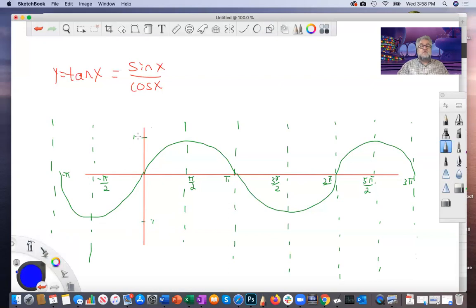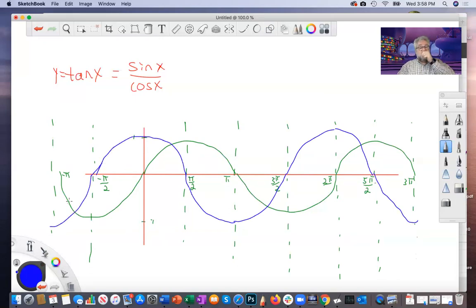And cosine starts up here, and it hits 0, and it goes down to a minimum, and it hits 0, and it goes up to its maximum, and it goes down to 0, and it hits another maximum. And on this side, it goes down to there, hits 0 here, and then it goes down to its minimum there.